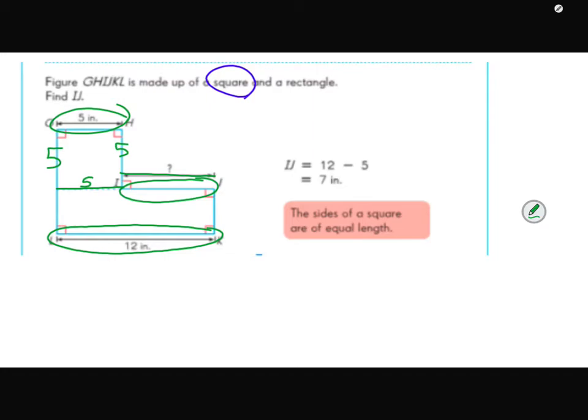So I kind of look. If this whole side is 12, then this whole side is 12. I have 5 of my 12. Well, I have to think, 5 plus what gets me to 12? Well, I know that 12, 5, 6, 7, 8, 9, 10, 11, 12, 5 plus 7 gets me to 12. So then I see right here that that is 7 inches.